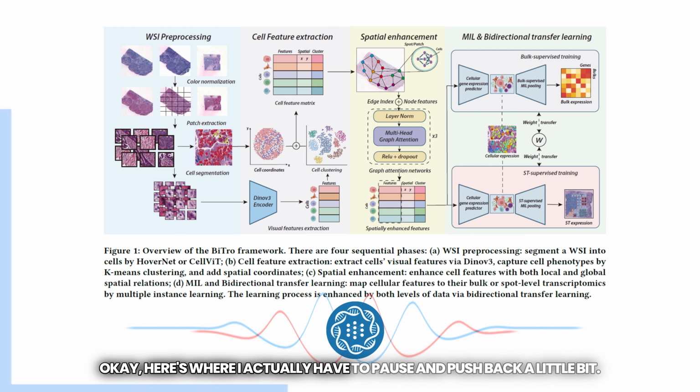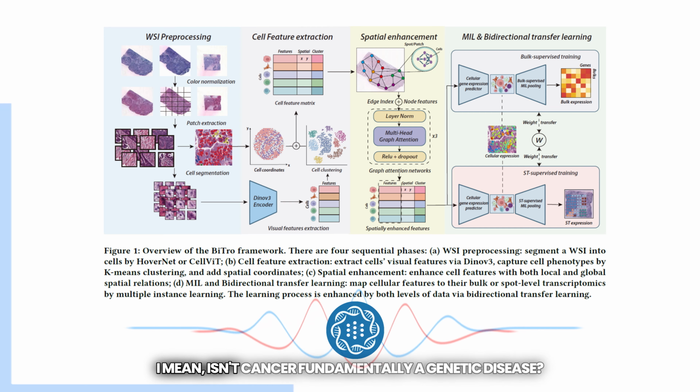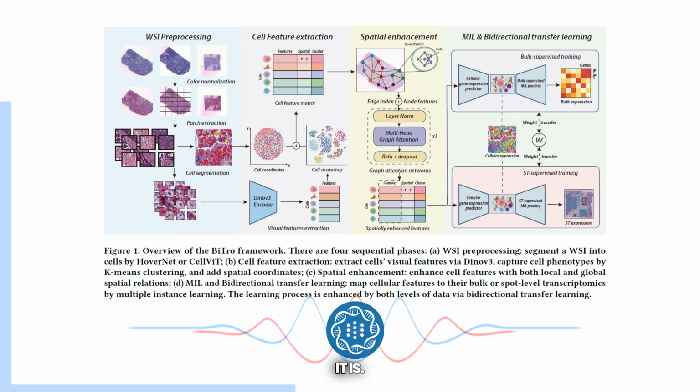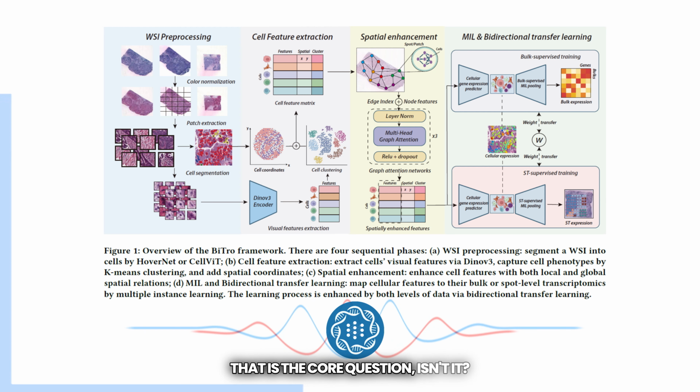Okay, here's where I actually have to pause and push back a little bit. Sure. Why do we care so much about the specific look of one cell? I mean, isn't cancer fundamentally a genetic disease? It is. So why are we spending so much immense computing power having an AI stare at the physical shape of a single cell on a piece of glass? That is the core question, isn't it?